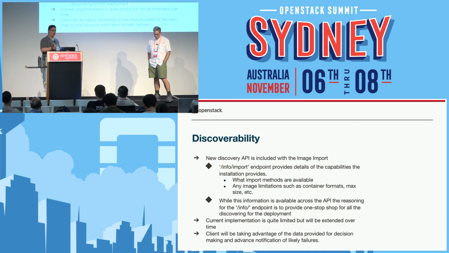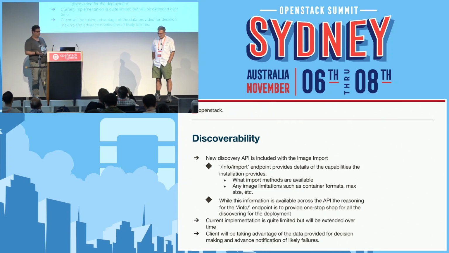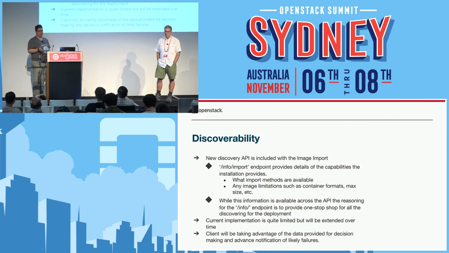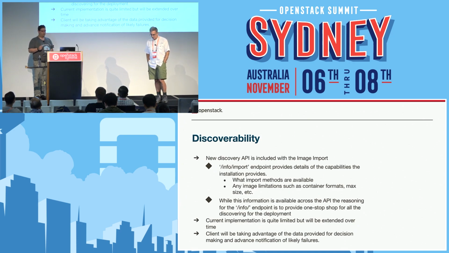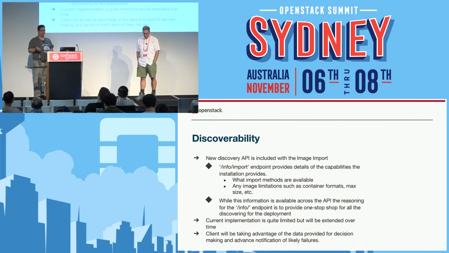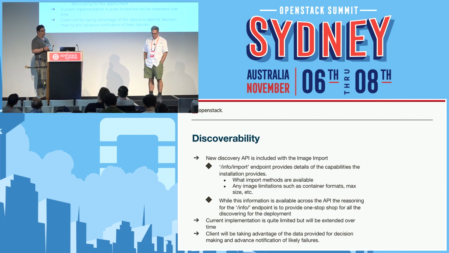And then we have the discoverability. This is a new part of the API. The endpoint is /info/import, and that endpoint works when the 2.6 API is enabled. If you haven't enabled the experimental API, this will return 404 like it did in the previous release. And when it's enabled, we tell what methods are available.